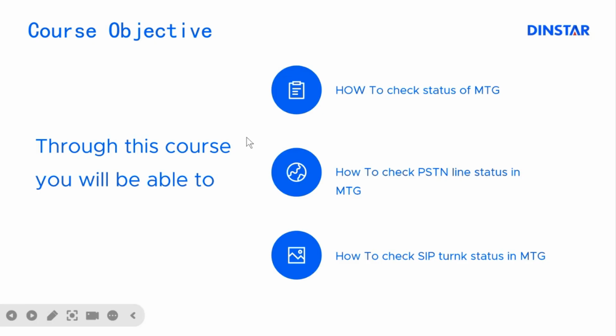By the end of the training, you will be able to do the following. First, you can check the overall running status of the MTG. Second, you can check and identify the PSTN line status and the alarms. And third, you can check the SIP trunk status and the registration status.